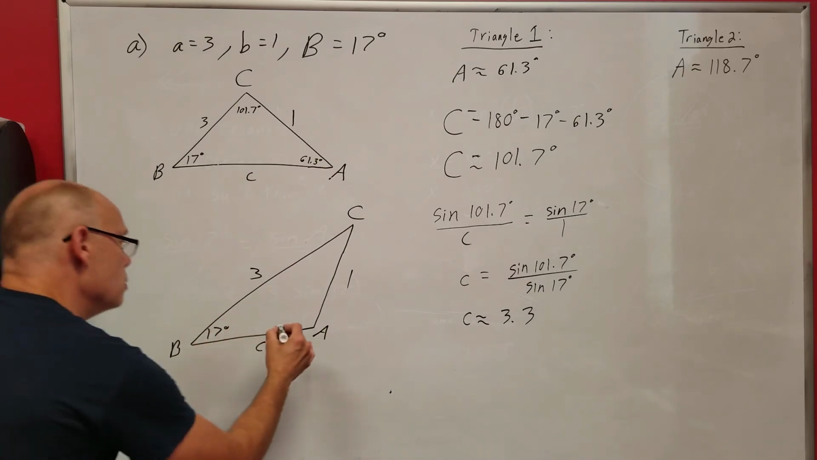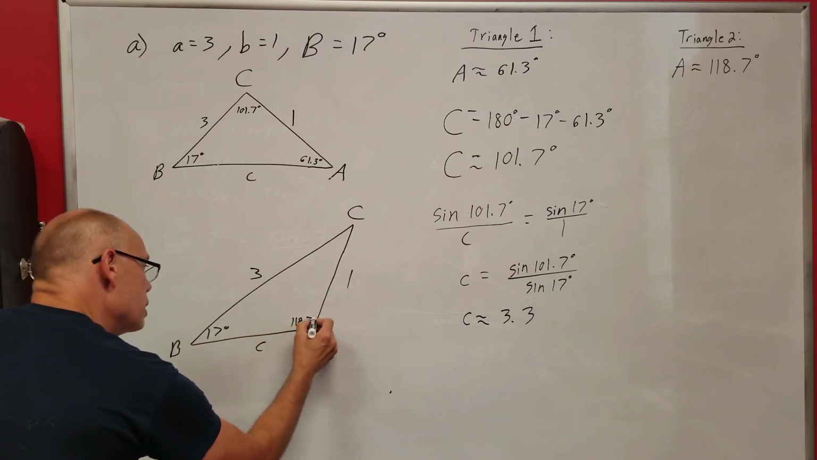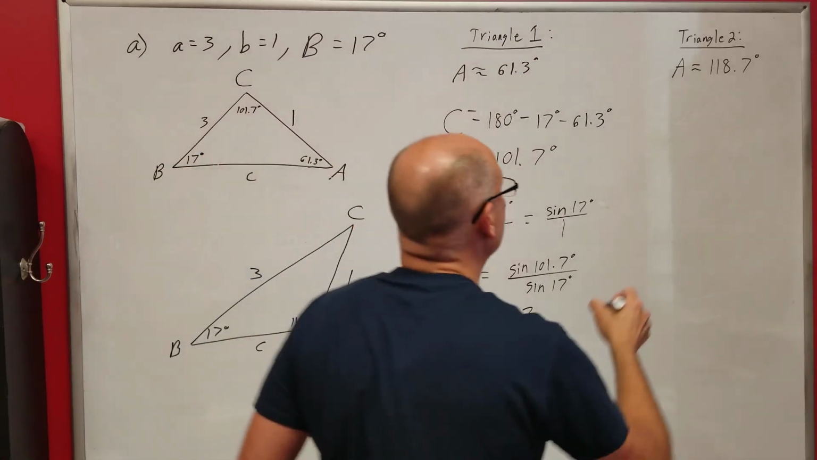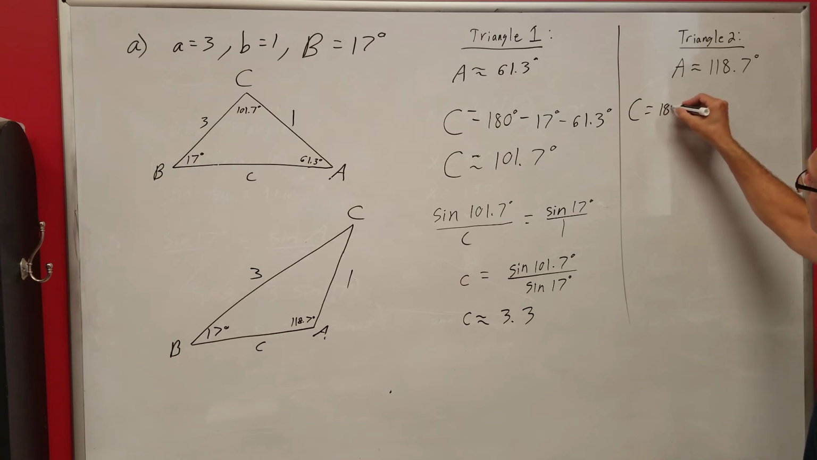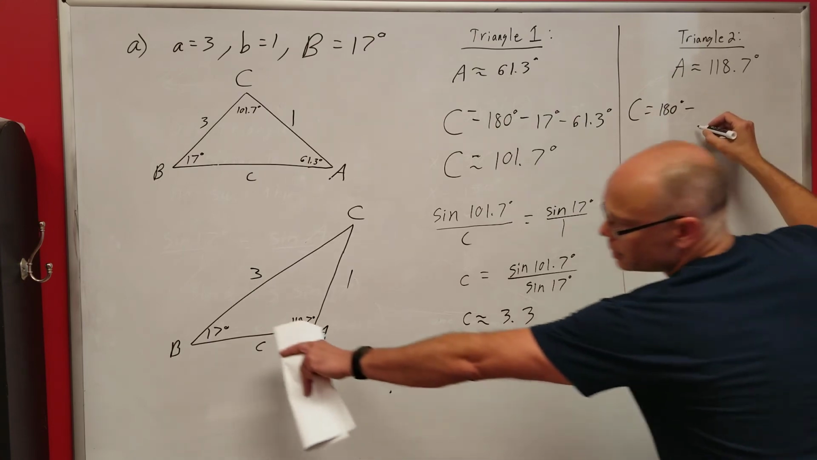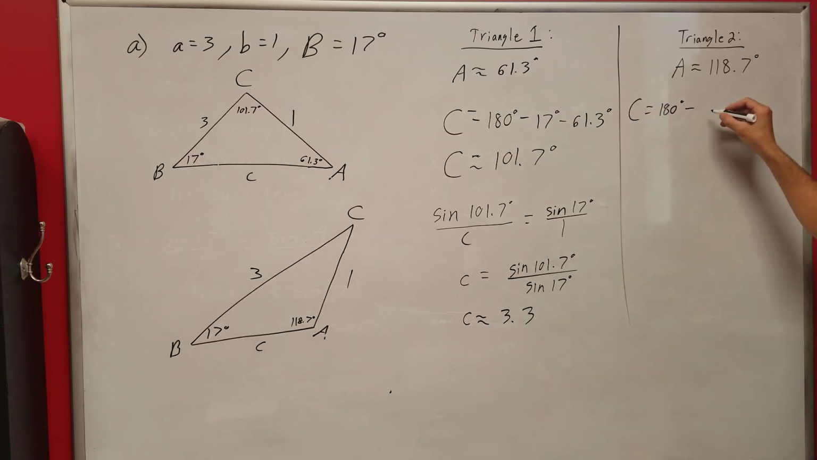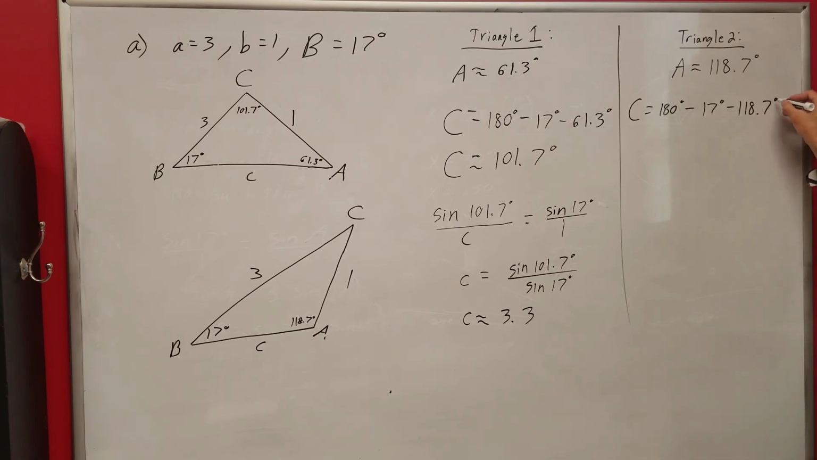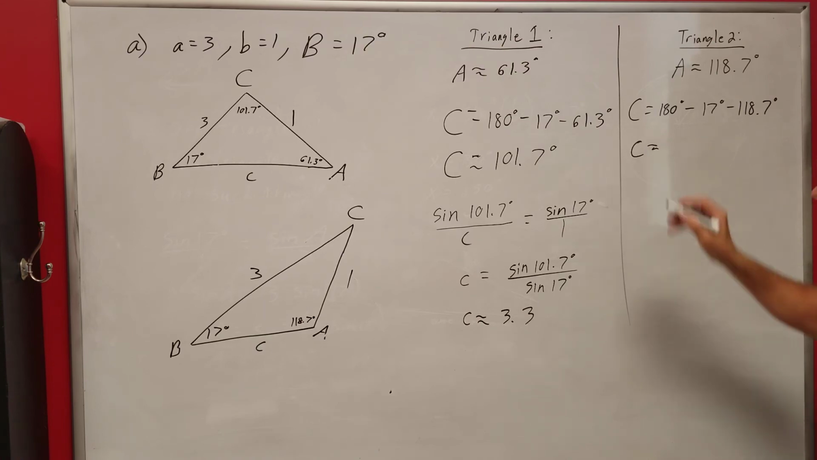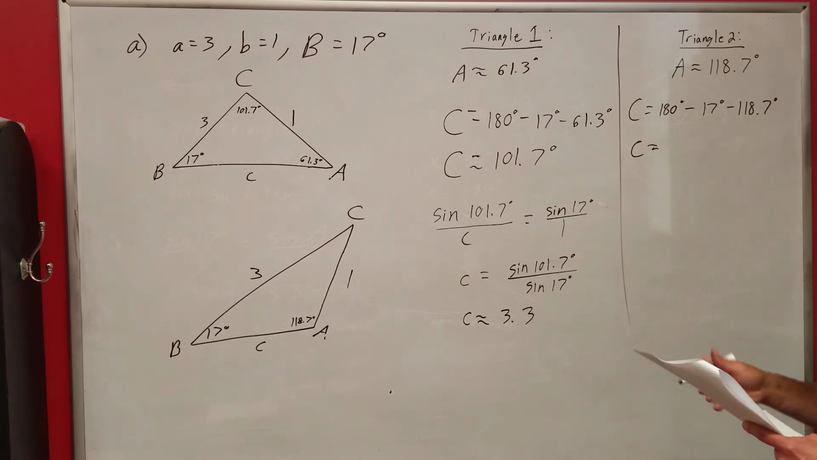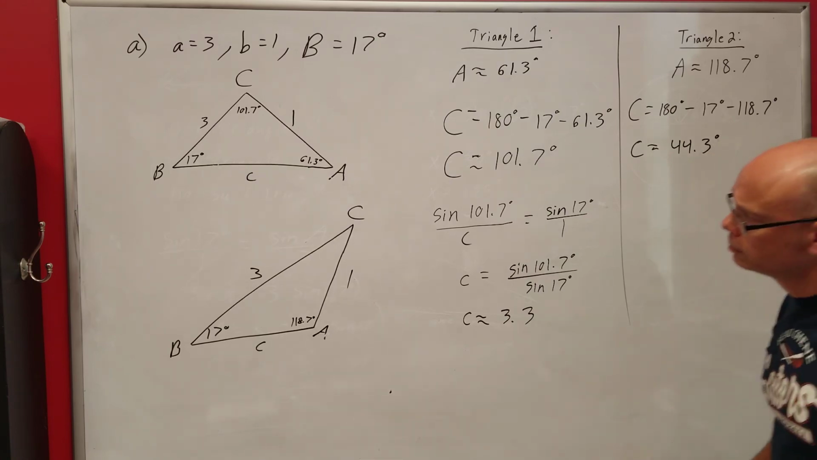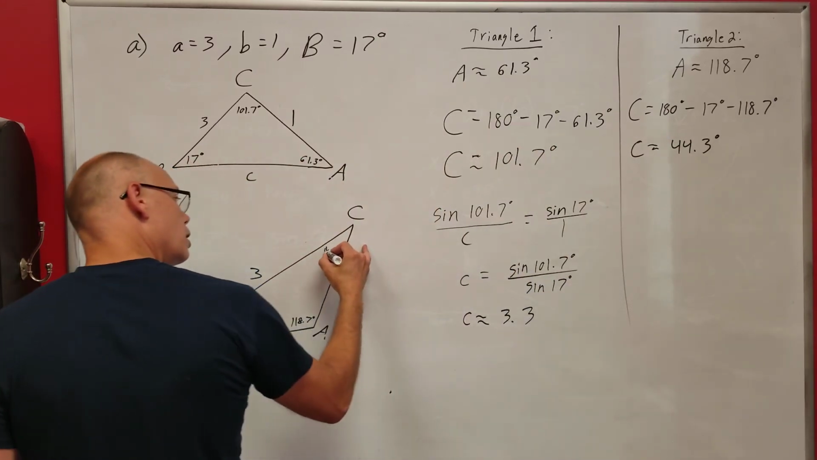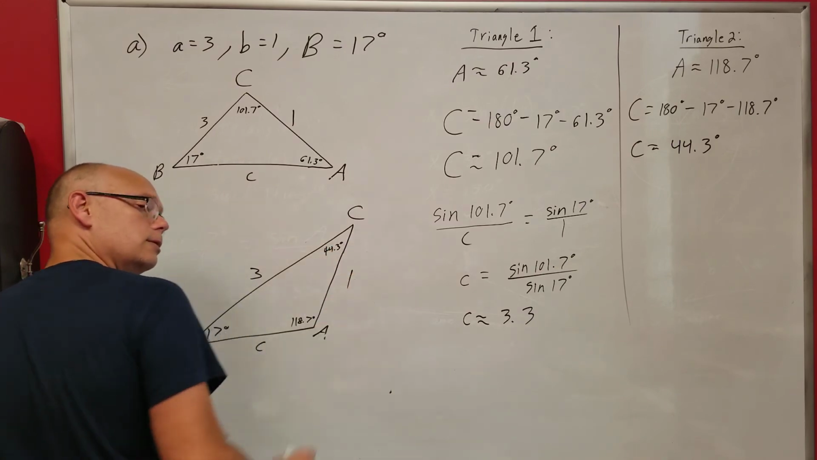So if A is 118.7 degrees, how do I find angle C? Angle C will be 180 degrees minus 17 degrees minus 118.7 degrees. And if we calculate this, what do we get for C? We get 44.3 degrees.